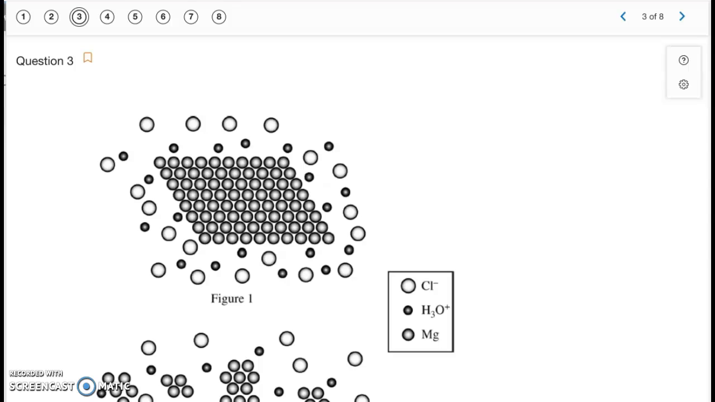Question 3 is pretty much the same concept. We have this figure 1. This part right here in the middle is our magnesium metal, according to the chart over here. These clear, larger circles are our chloride ions. And these smaller, darker circles are H3O+. Those are hydronium ions. That's what happens when you have an acid in solution. It gives you these hydroniums. So this outside is caused by hydrochloric acid, HCl. That's where that comes from, and it's reacting with magnesium.